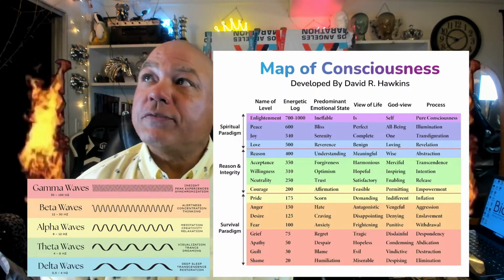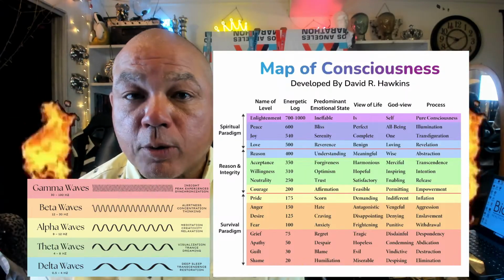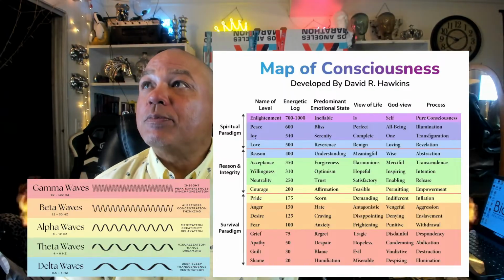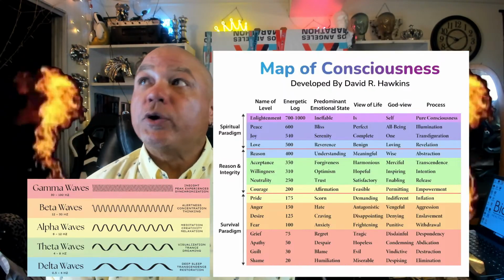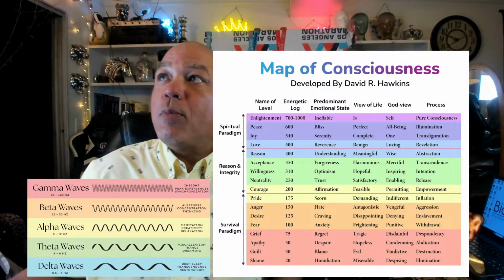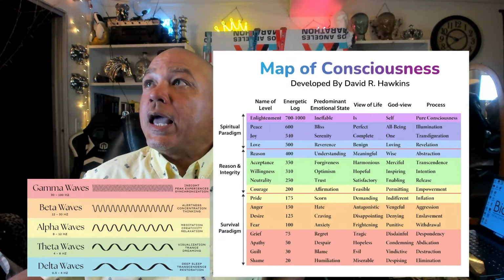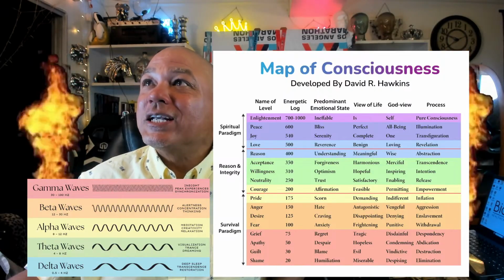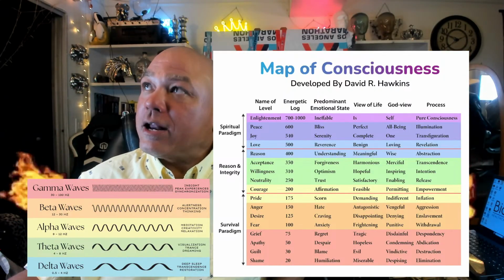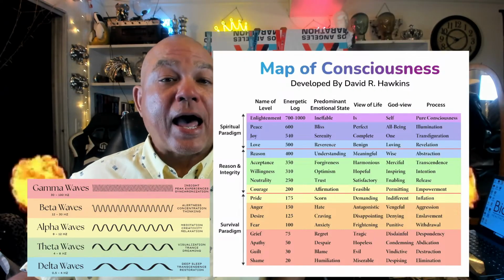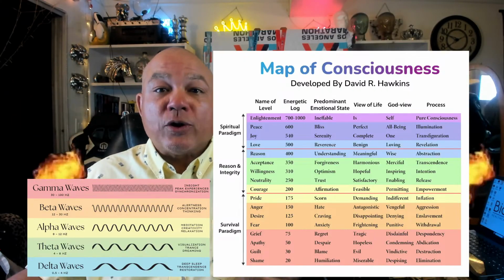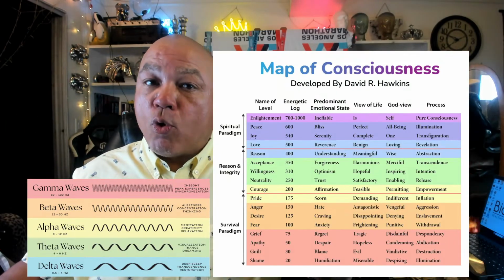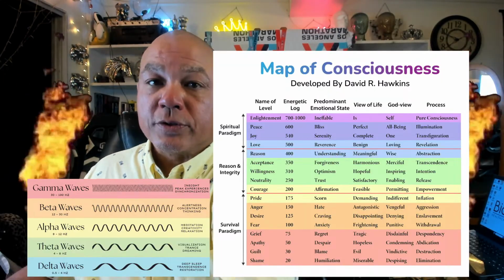And then above that is acceptance. Remember what we were talking about, people in the stages of grief, okay? Acceptance with an energetic log of 350. Their predominant emotional state is forgiveness, and their view of life is harmonious, right? They're starting to get into flow, right? And their God view is merciful because their higher self, they are reaching their own higher self. And by reaching their higher self, then they can be more giving toward others, right?